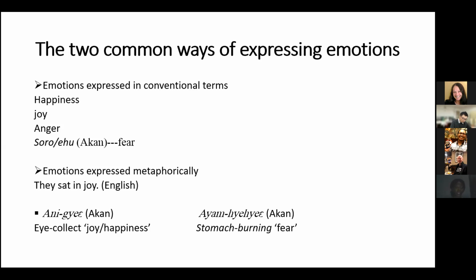And then in Akan, we have enijie, which means eye and collect. So that translates as happiness in English. So here we express the emotion joy by making reference to the eye. So when the eye sees something and it pleases the eye, then we experience that emotion. And then we have also I am shishie, that is having a burning sensation in the stomach, and that translates as fear in English.